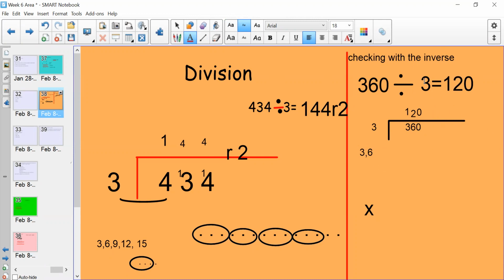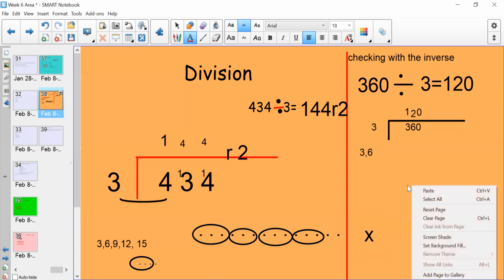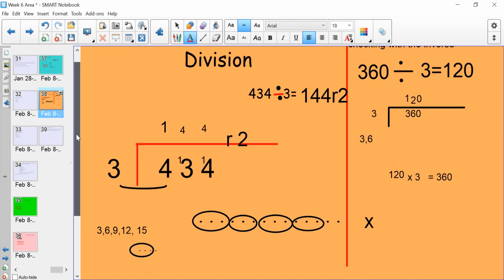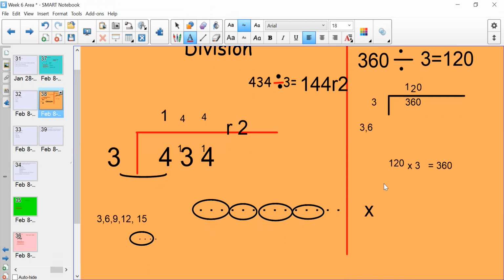Okay, so if we wanted to check that to make sure that we are correct, we can use the inverse. So we can use multiplication. So remember we said that with division, the whole number is the first number. And in multiplication, the whole number is the answer. So we could say that that's 360. And then these two numbers are the parts. So we should have a sum that looks like this. 120 times 3 equals 360. So that's what that is telling us. So if we do a multiplication sum, 120 times 3, we should get 360. So we need to test that out.